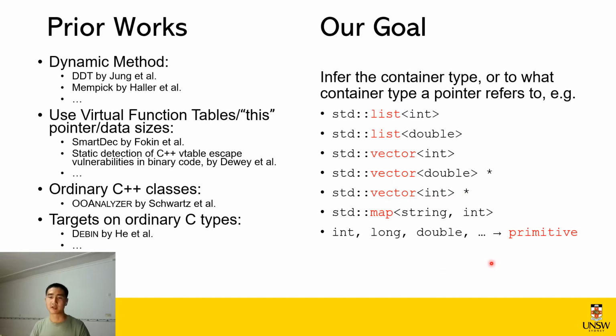For primitive types, we don't tell them apart because there are already some tools like dbin that can do this. And it is relatively easy to tell them apart because int, long, and double may have different data sizes, and, for example, the arithmetic instructions operating on them are different. For example, integer addition and floating point number addition are different instructions.